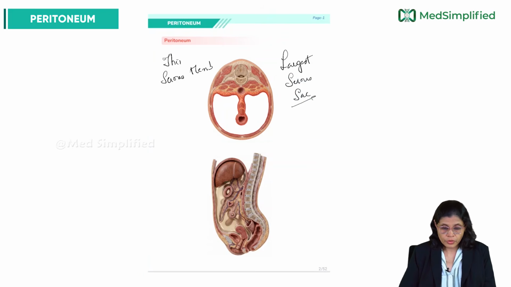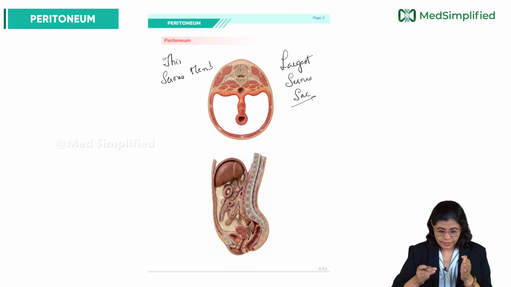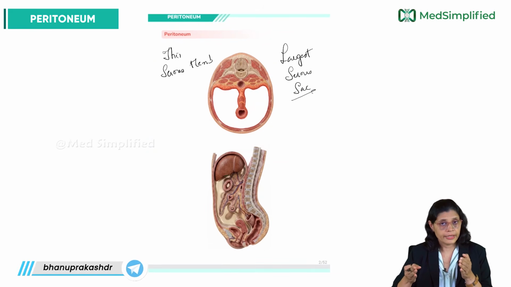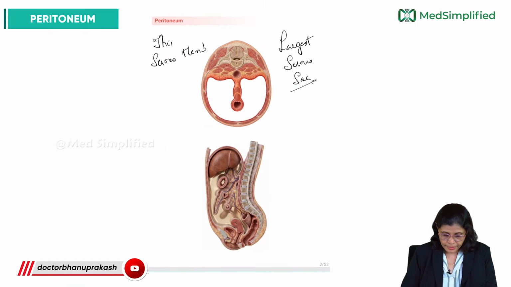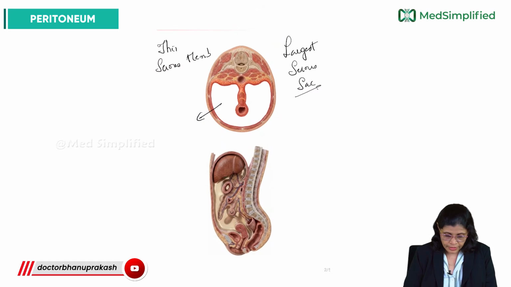Now these two layers: the outer layer we call the outer parietal layer and the inner layer we call the visceral layer. Between these layers there is a potential space, and this potential space is filled with thin capillary fluid. Here we can see the peritoneal cavity lined by the peritoneum.